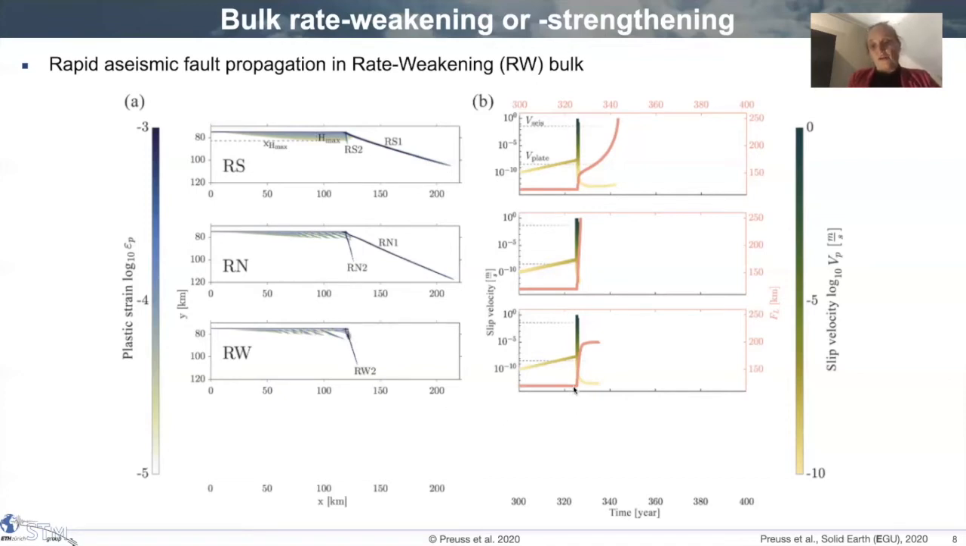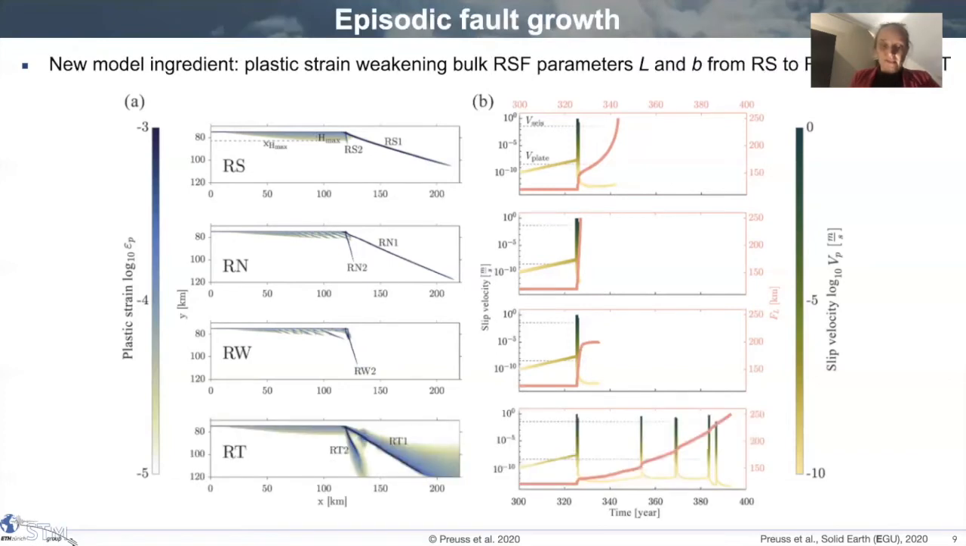We see large contribution from aseismic deformation, and only through including a transition from rate strengthening to rate weakening are we able to simulate a slower growth rate of the fault and thereby simulate multiple earthquakes. So episodic fault growth here.